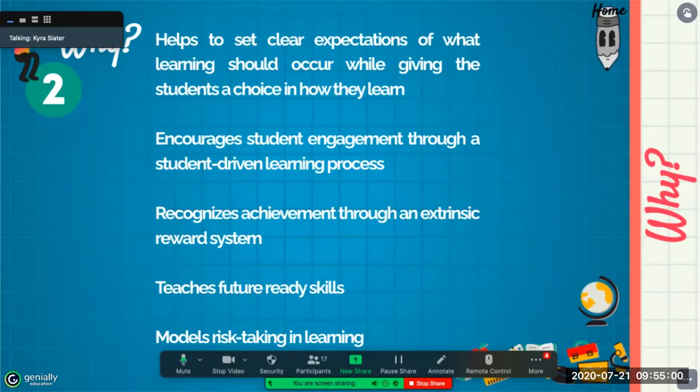And then it also teaches the future ready skills, especially if you, as the teacher or principal, are giving them different types of activities that help with those skills. And then it also models risk taking. They can fail without just getting that F. They actually can fail and then learn to grow.